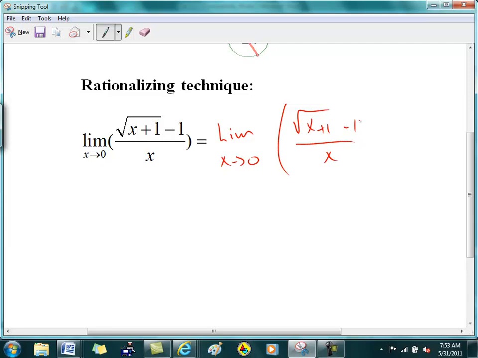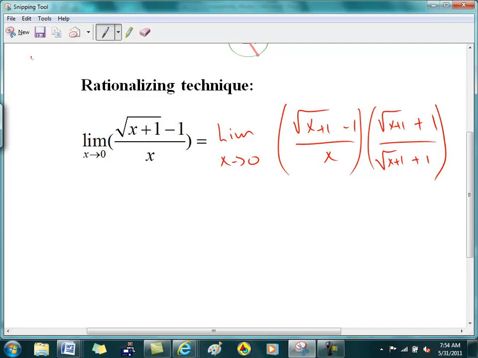So what are you going to times the upstairs by in order to get rid of the square root sign? What does the rationalization mean? Yeah, so you choose the opposite of this sign here. So it's going to be square root of x plus 1 plus 1 over the same thing, right? If you multiply the upstairs by something, you multiply the downstairs by something, then you're okay. All right? Does everybody understand the rationalization?